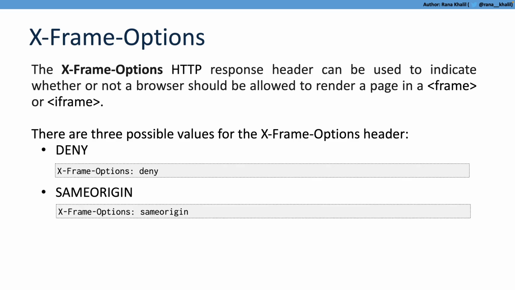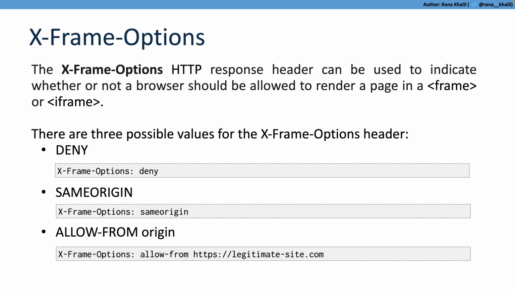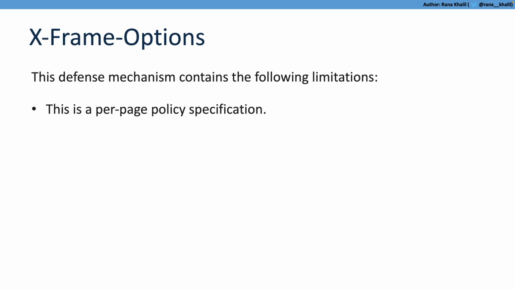The second one is same origin, which only allows the current site to frame the content of the page. This setting is also considered to be relatively secure. And the third one is the allow-from directive. It allows you to specify the URI that is allowed to frame the page. So for example, over here, you could see that we've got legitimatesite.com is allowed to frame the content of the page. Now, the issue with this directive is that it's obsolete and it no longer works on modern browsers, which brings us to our next slide that covers the limitations of this defense mechanism.